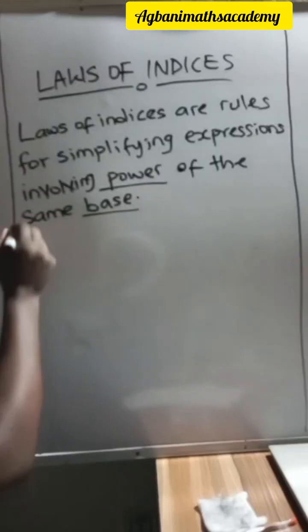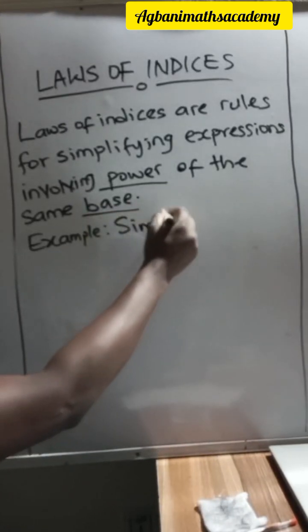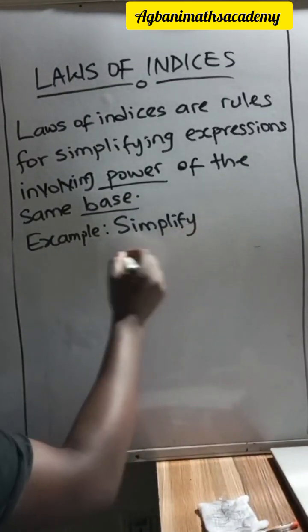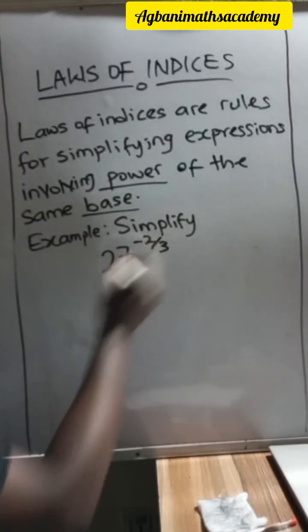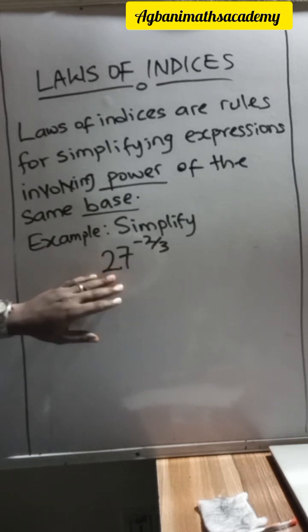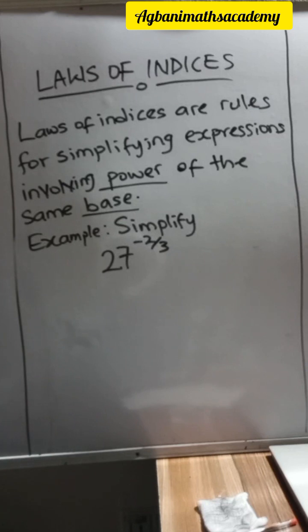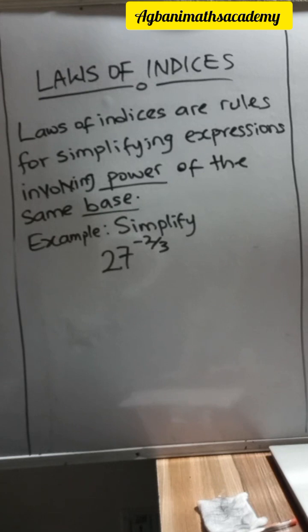Example: simplify 27 to the power of minus 2 all over 3. We are going to apply the laws of indices to this particular question. Looking at this question, let's see how many laws can be applied.